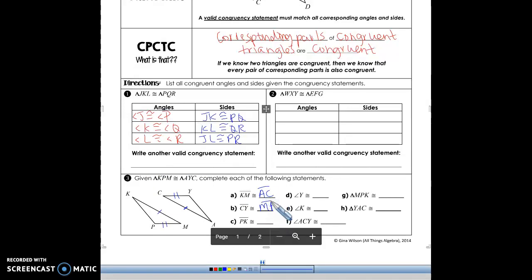And then the last side is PK. Put 3 tick marks. So let's look. PK is the second and first letters, so it's going to be congruent to YA.